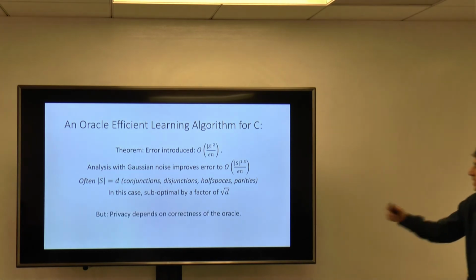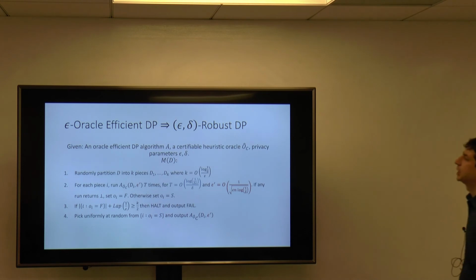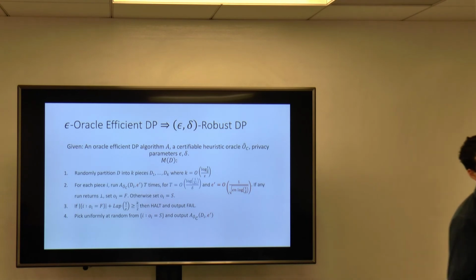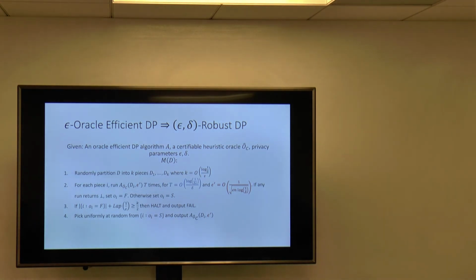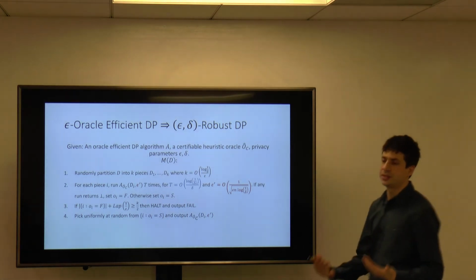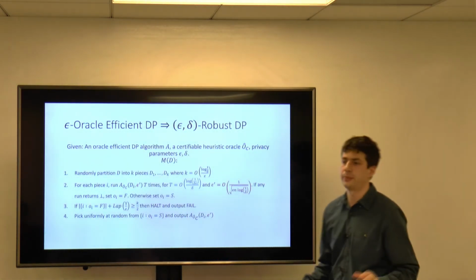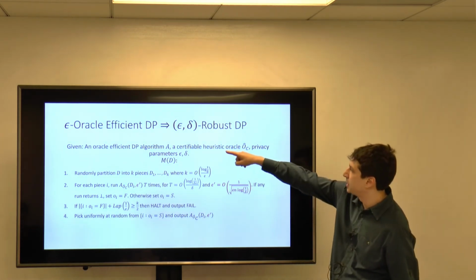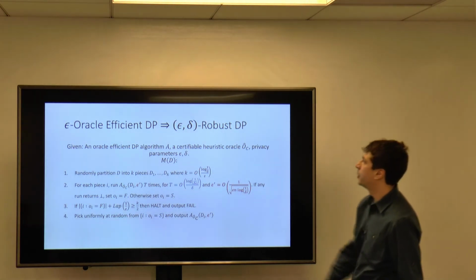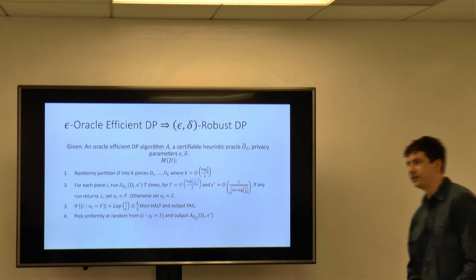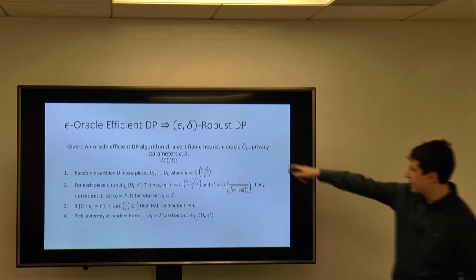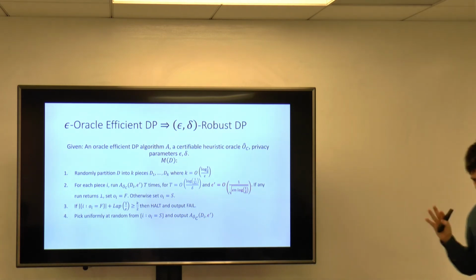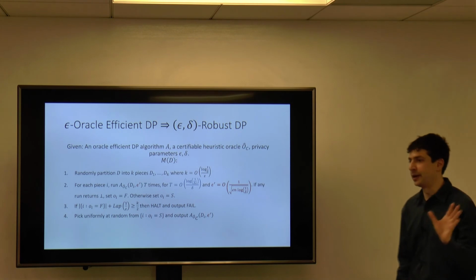But privacy depends on the correctness of the Oracle. I've only got 8 minutes left, so let me quickly sketch for you how to get rid of that deficiency: how you might generically take an algorithm that has a privacy guarantee that's dependent on the Oracle, and if you have a certifiable heuristic, make the algorithm robustly private. So you give me an epsilon Oracle efficient differentially private algorithm, and I want to get a guarantee of epsilon delta robust differential privacy. And you give me some heuristic Oracle that's certifiable. So it can fail, an adversary might be controlling when it fails, but when it fails, I know it.